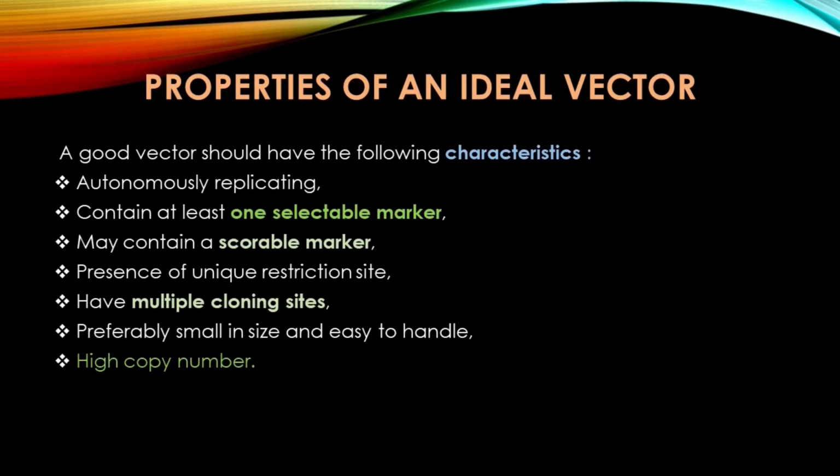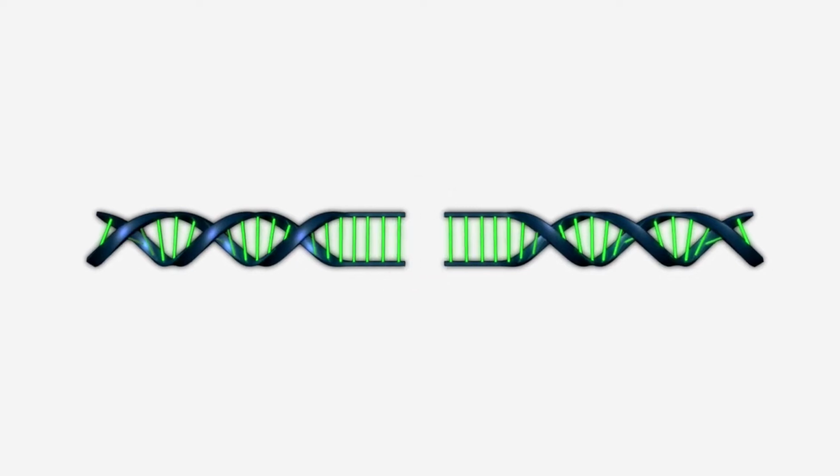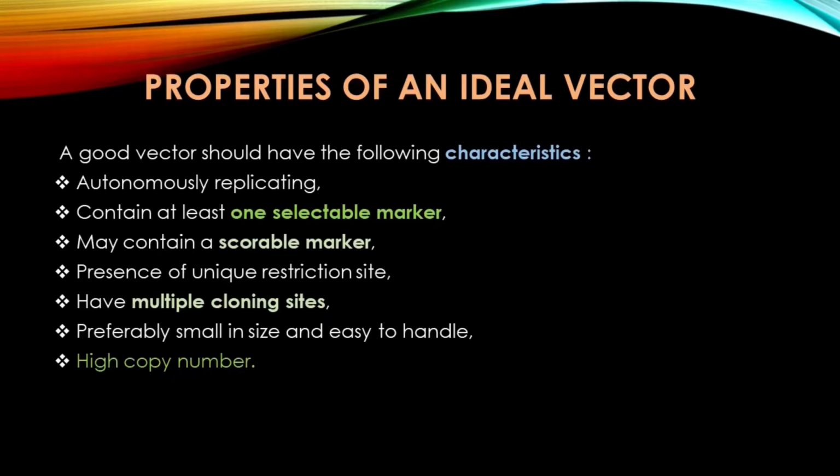and the relaxed control of replication to obtain multiple copies, and the presence of appropriate regulatory elements for expression of foreign gene. And the selection of a suitable vector system depends mainly on the size limit of insert DNA, and the type of host intended for cloning or expression of foreign DNA.